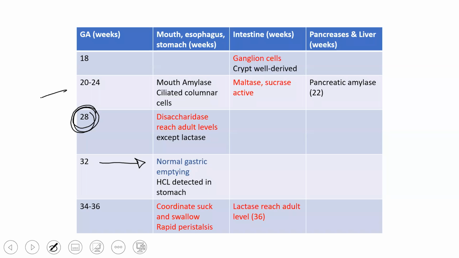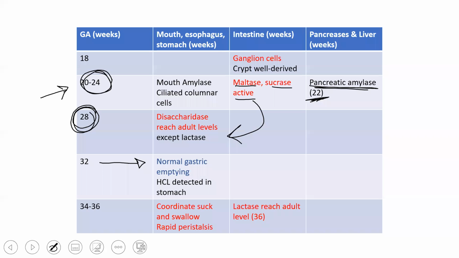Next, at 32 weeks the baby starts normal gastric emptying time. As we know, we start resuscitating the baby around 23 to 24 weeks. We have the enzymes maltase and sucrase active, but they are not adult value yet because we said they reach adult value around 28 weeks. Also, pancreatic amylase becomes active, and the gastric emptying time becomes normal. Our baby starts normal gastric emptying around 32 weeks.